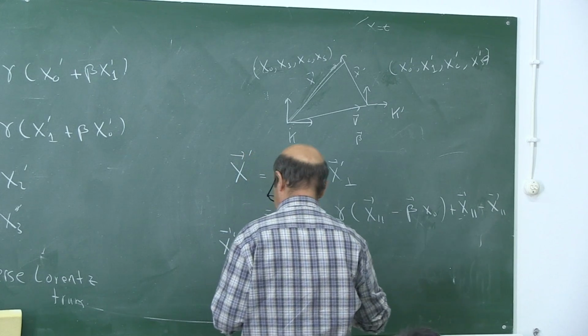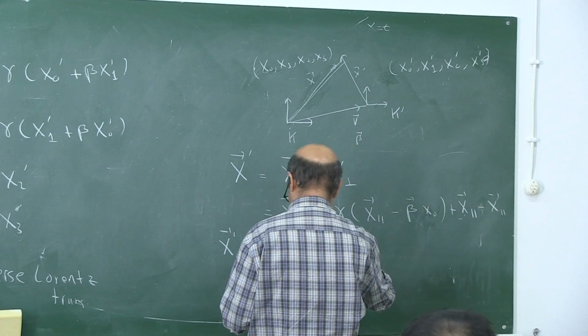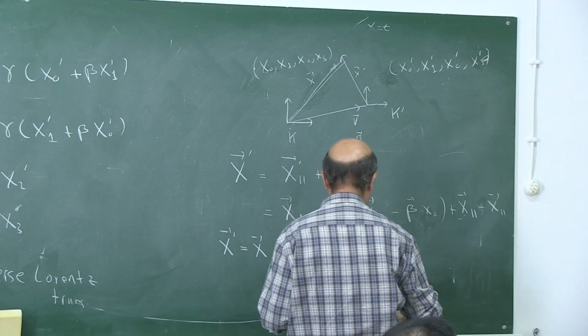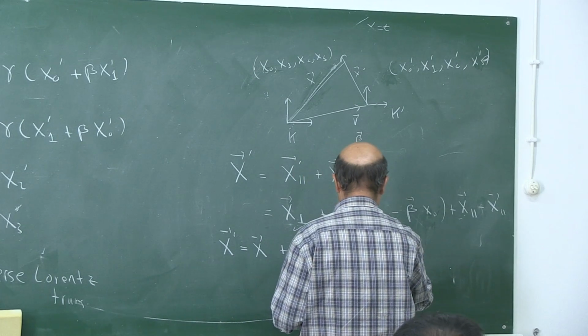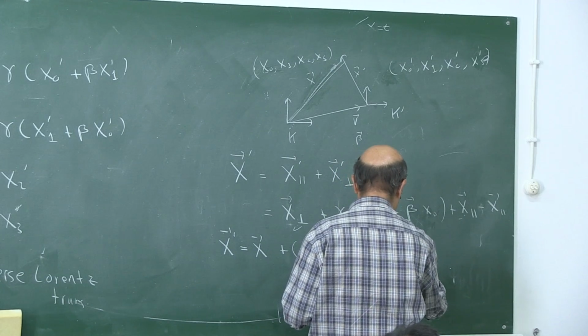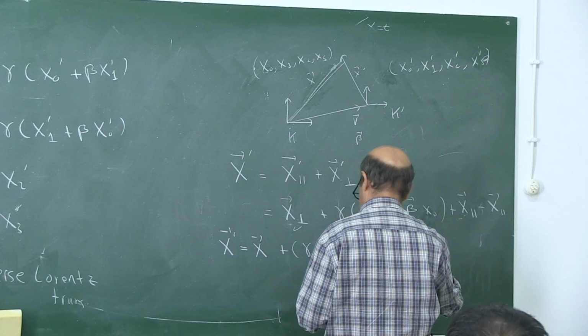The leftover terms will be plus gamma minus 1 times x parallel, and minus beta gamma beta x0.